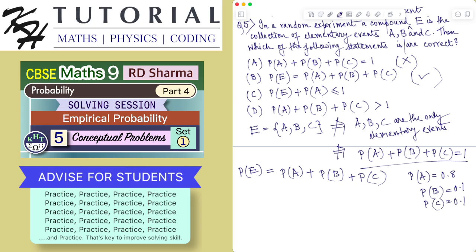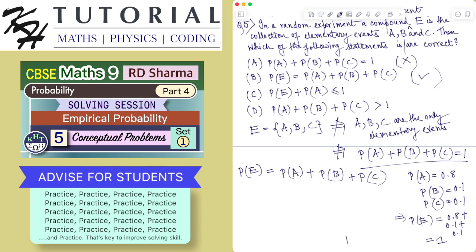Now clearly, since the sum of the probabilities of the elementary events A, B and C is coming out to be 1, this means that A, B and C are the only elementary events of the random experiment. In this case, if E is the compound event which is the collection of the elementary events A, B and C, then probability of E will be probability of A plus probability of B plus probability of C, which is equal to 1.